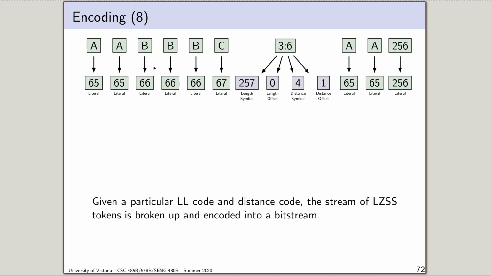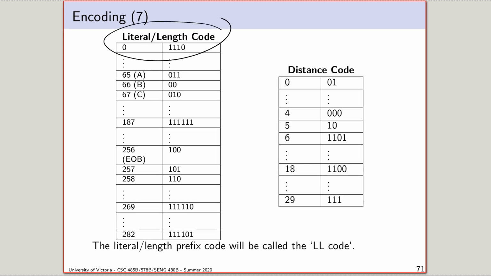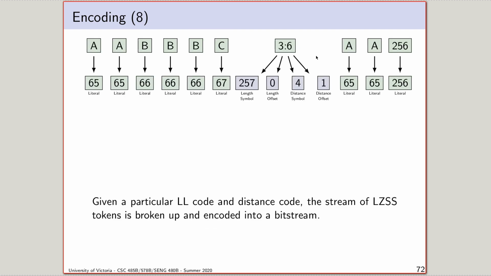So for the rest of the lecture, I am going to call this the LL code, because it's the literal length alphabet. They share one big code table. I will call this one, of course, the distance code. That's the logical term for it. So how does this work?